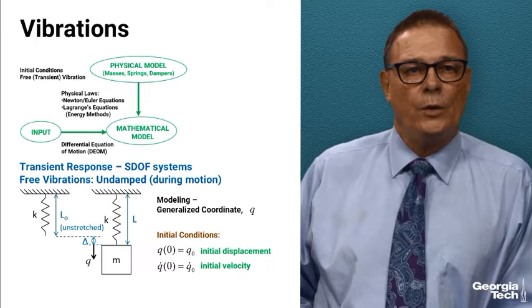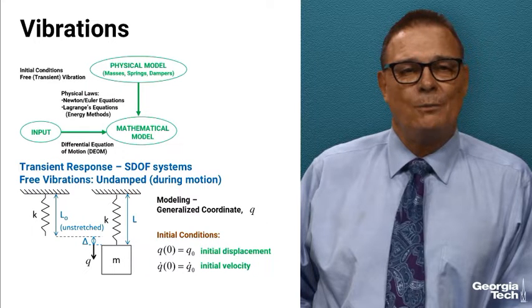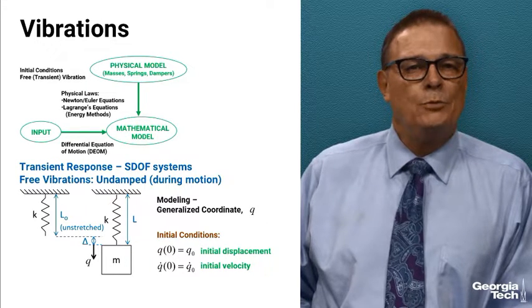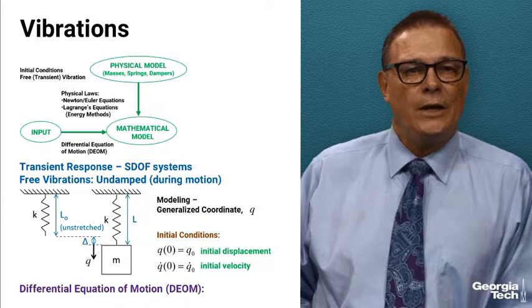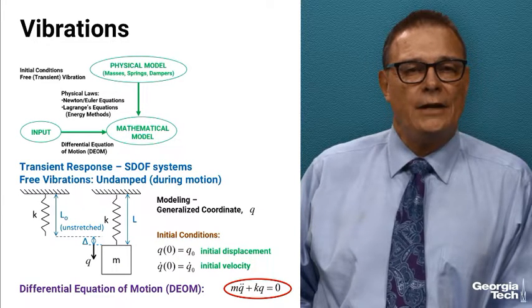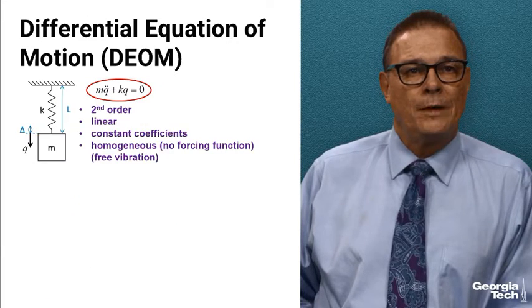So here's where we left off after last module. We had the bungee system or the amusement park ride. We gave it some initial conditions so it's vibrating. We came up with a differential equation of motion that describes how the system's moving: m q double dot plus k q equals 0.